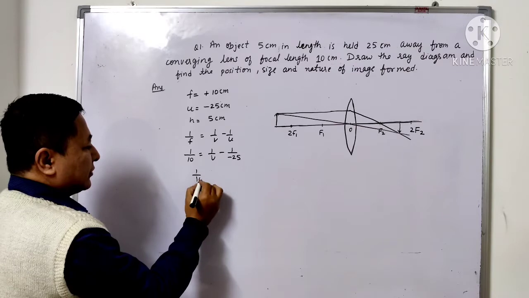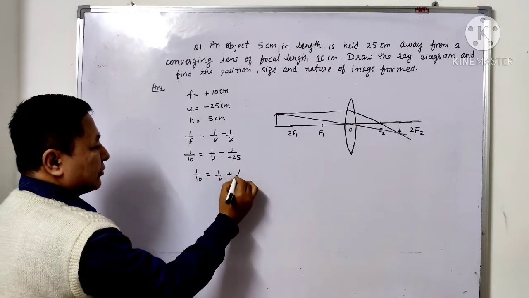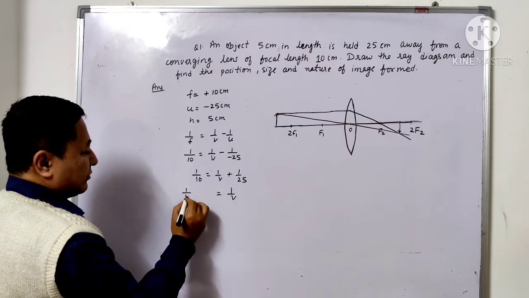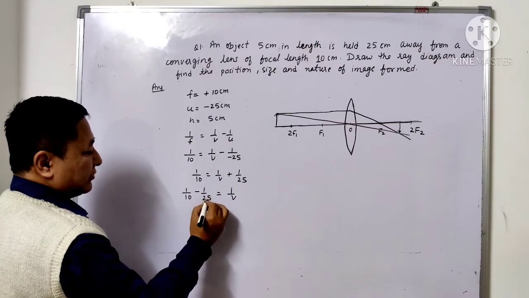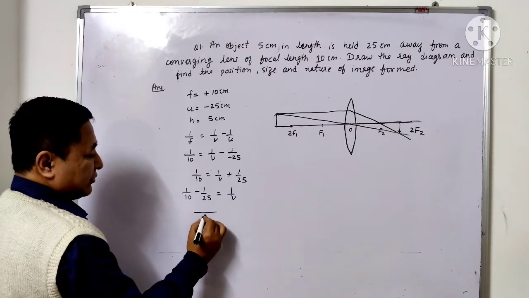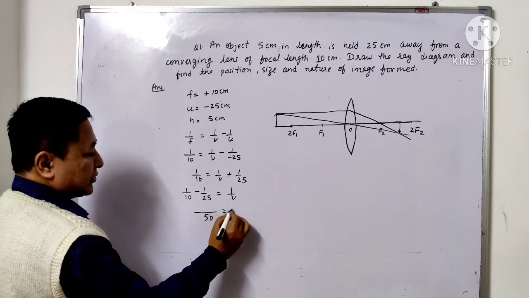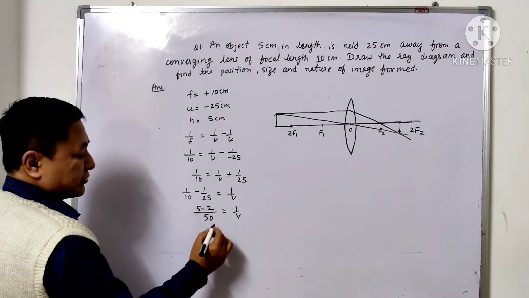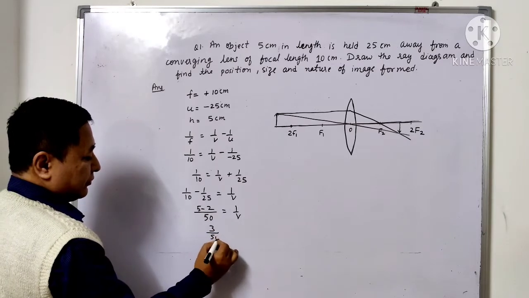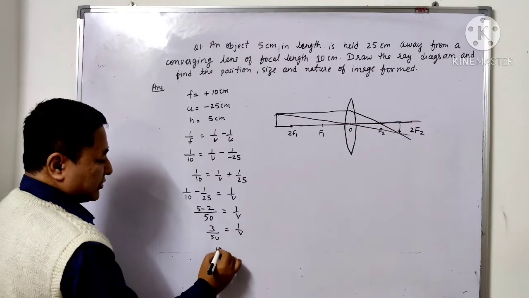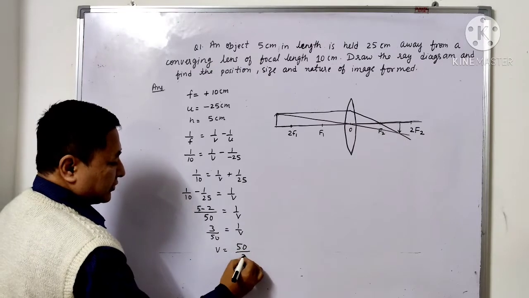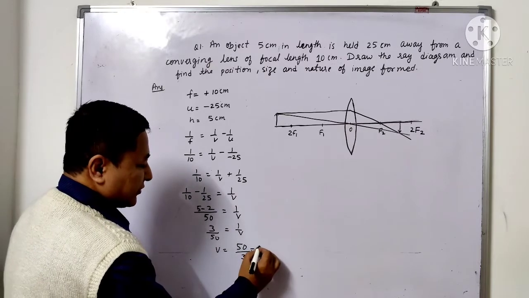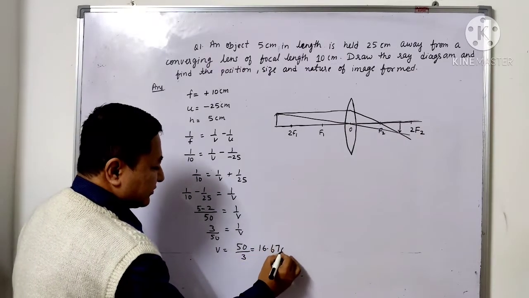So 1 upon 10 is equal to 1 upon v plus 1 upon 25. So 1 upon v will be equal to 1 upon 10 minus 1 upon 25. Let us solve this. The LCM will be 50. 1 upon v is equal to 5 minus 2, so it is 3 upon 50, that is equal to 1 upon v. So v is equal to 50 upon 3. When we solve it, it becomes 16.666. Rounded off, it will be 16.67 centimeter.